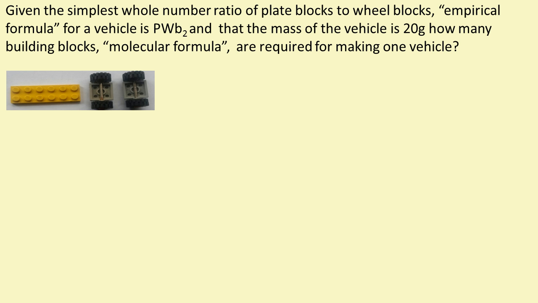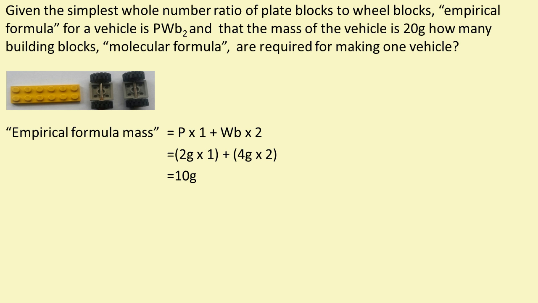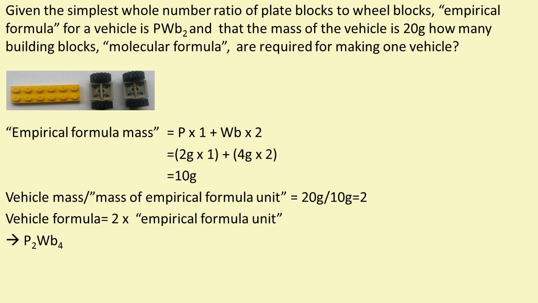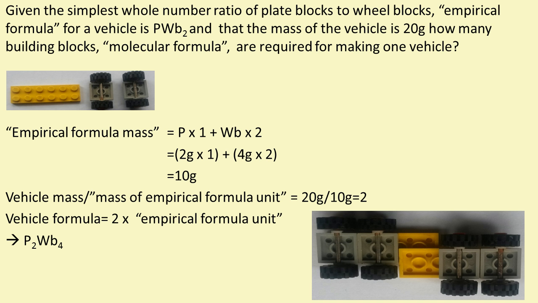The mass of the empirical formula, that of 1 plate block and 2 wheel blocks, will be equal to the mass of 1 plate block and the mass of a wheel block times by 2, giving us a total mass of 10 grams. If we divide the total mass of a vehicle by the mass of the empirical formula unit, we find it is made of 2 lots of the empirical formula. So we can say the molecular formula of a vehicle is P2WB4. A possible vehicle could be the one shown on the bottom right of the screen.